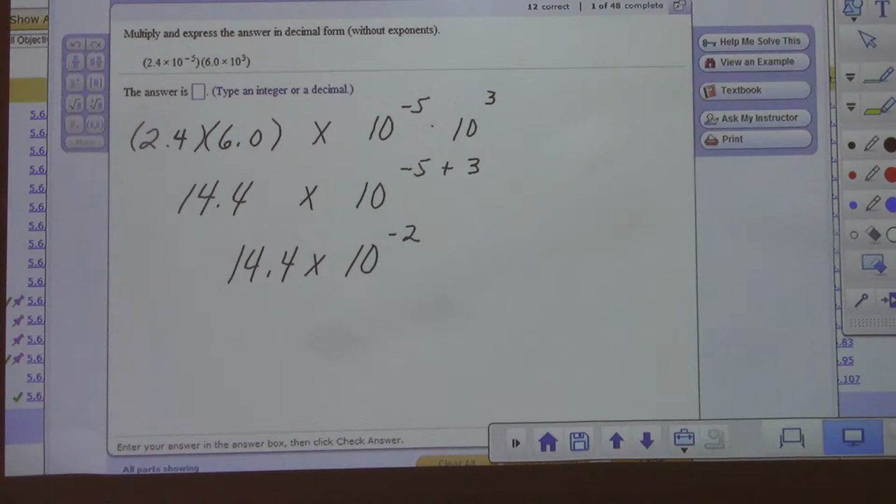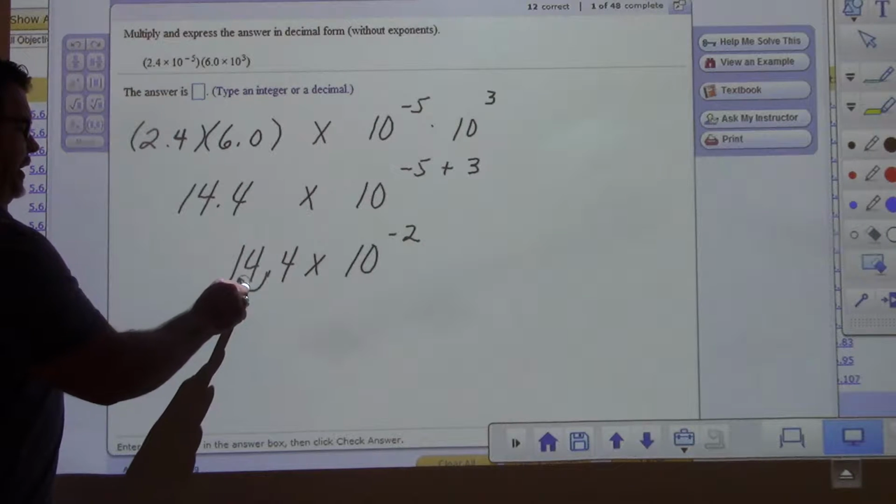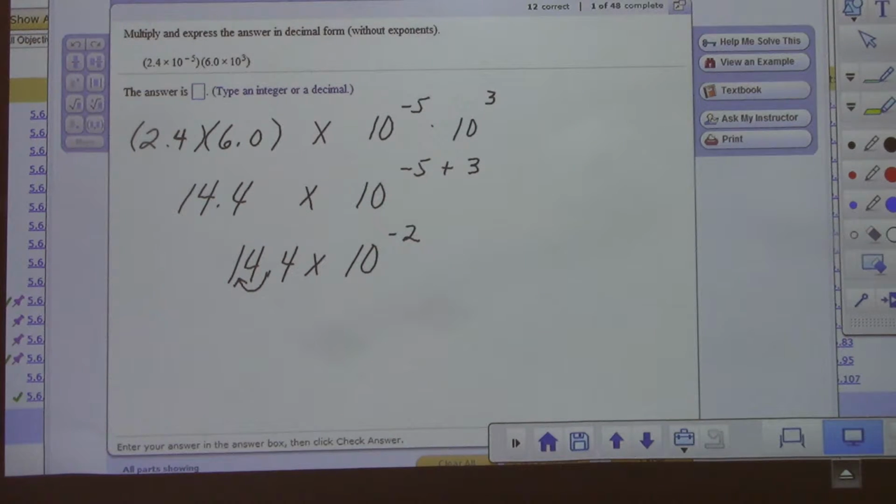Moving the decimal to the what? Right. Good job. To the right of the first number greater than what? 0.